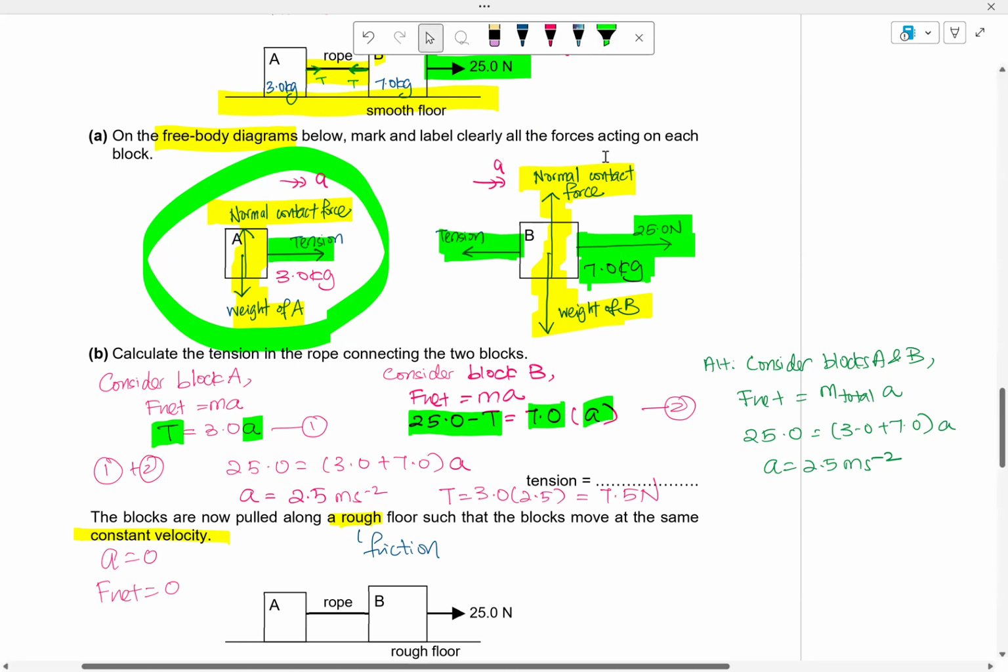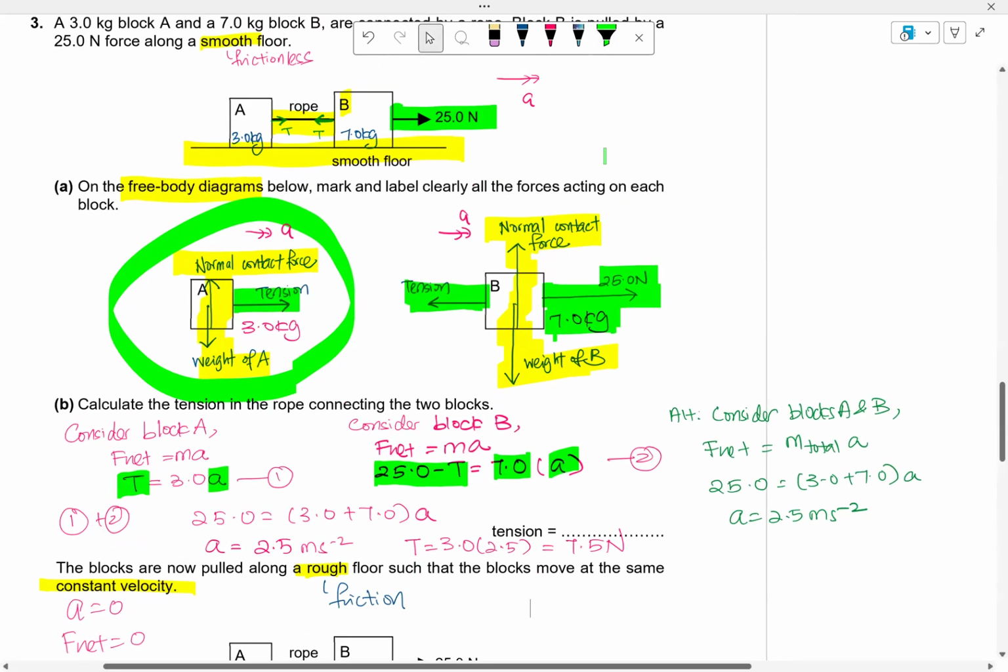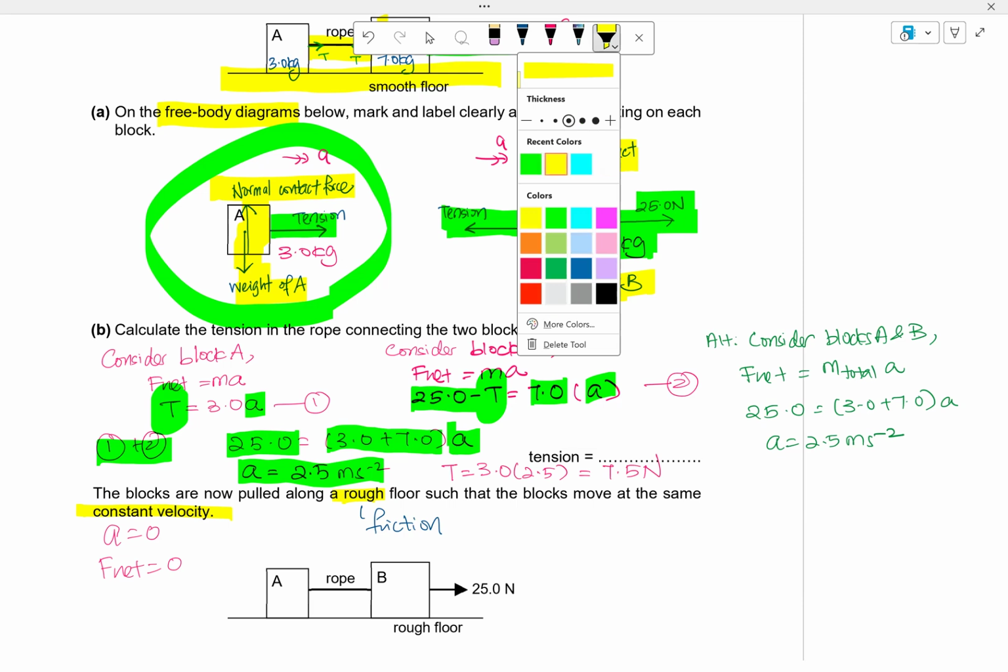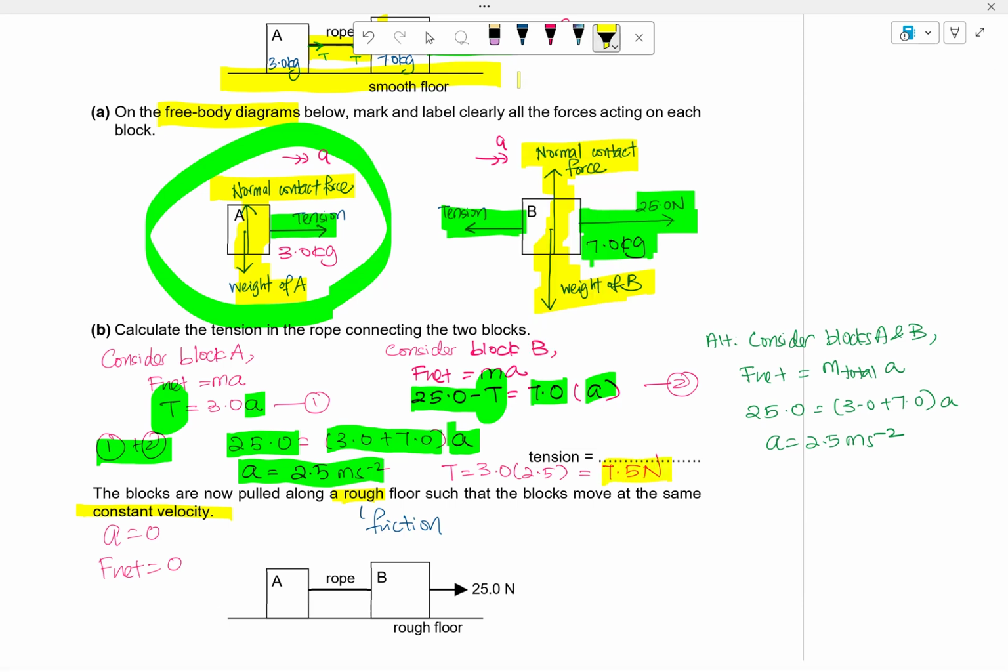Now if you look at equations 1 and 2, you'll find that equation 1 has a T and equation 2 has a minus T. Just take 1 plus 2, and the T will cancel off. So you have a 25 newton net force equal to the masses of the two blocks multiplied by the acceleration. So a is 2.5 meters per second squared. From there, you can just substitute the value of a into equation 1 to solve for T. This is what the question is asking for.